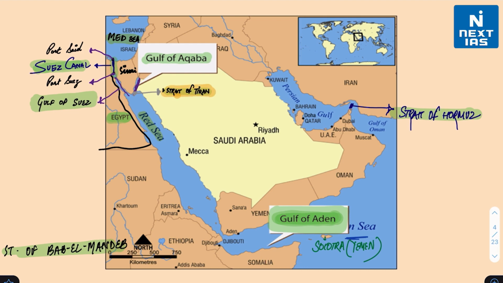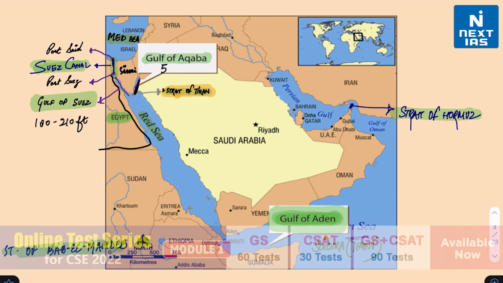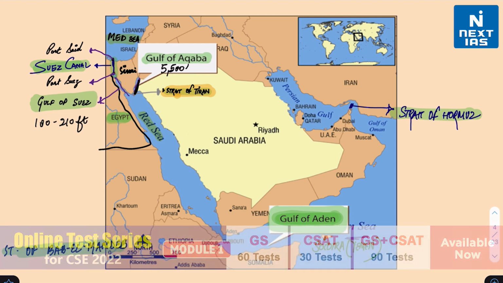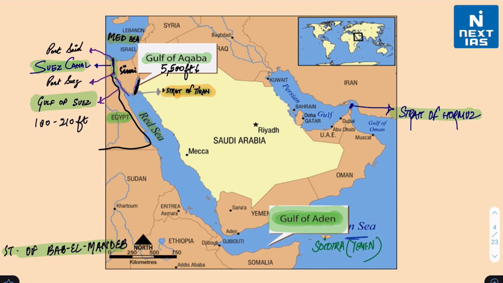An important point to remember is that the Gulf of Suez is shallow, around 180 to 210 feet deep, whereas the Gulf of Aqaba is around 5,500 feet in depth. The Gulf of Aqaba is bordered by 4 nations: Egypt, Israel, Jordan and Saudi Arabia.